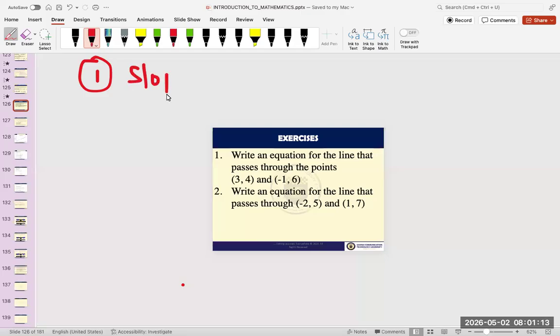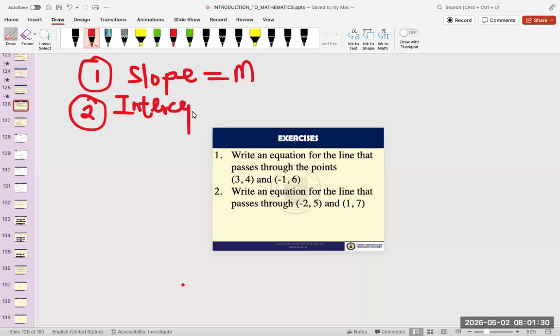We learned how to calculate the slope of a line, which we labeled as M. We also learned how to calculate the intercept of a line, which we labeled as C. And then one of the equations of a line, we learned to write it as y equals mx plus c.